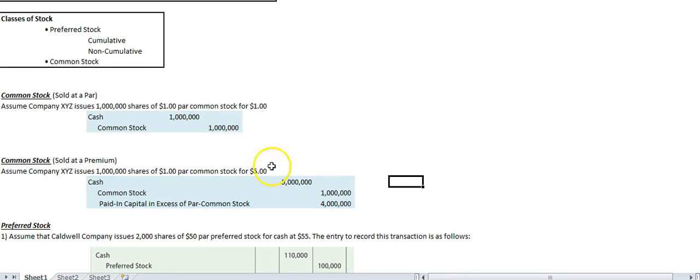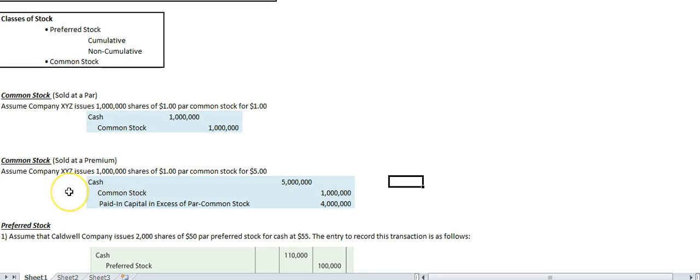But down here you have the more common transaction that occurs. Usually companies don't sell their stock at par. When they go out into the market, it's because the market wants the stock. And the market will bid the stock price up above the par value most of the time, and that's called sold at a premium. If it's sold below the par value, it's sold at a discount, and that very rarely happens these days. Most of the time it's sold at a premium.